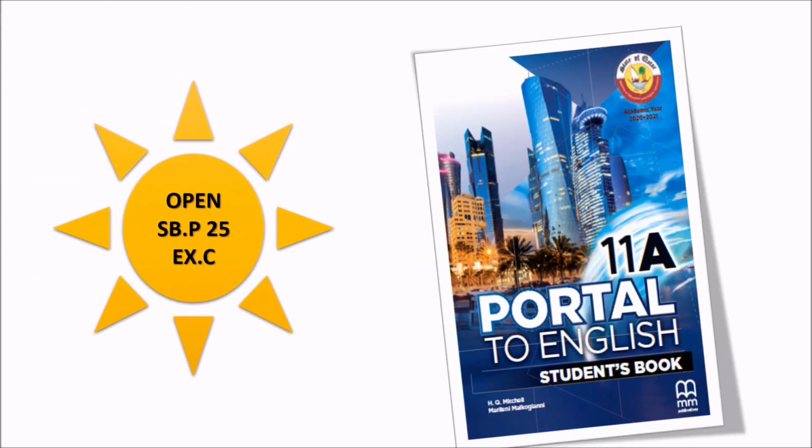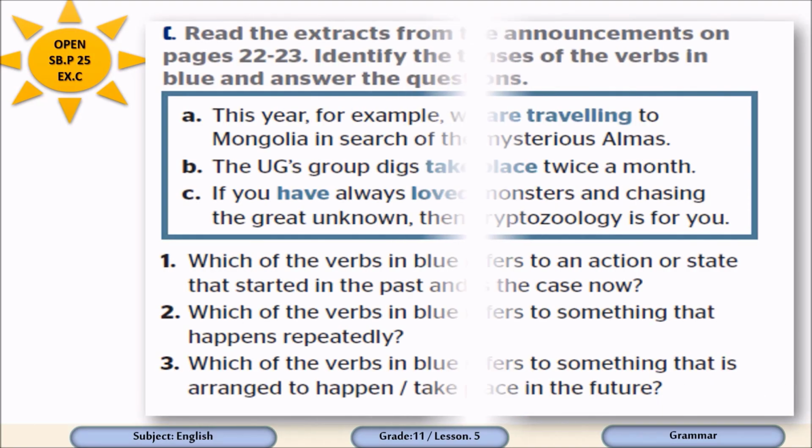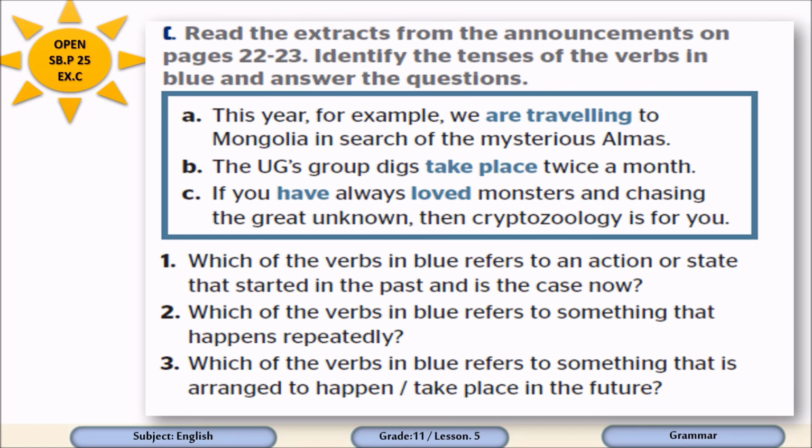Now please open a student's book, page 25, exercise C. Student's book, page 25, exercise C. Read the extracts from the announcements on pages 22 and 23. Identify the tenses of the verbs in blue and answer the questions.